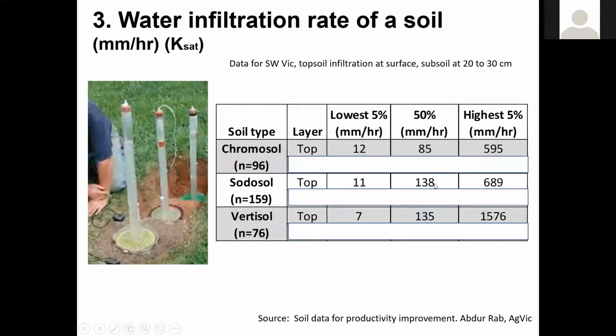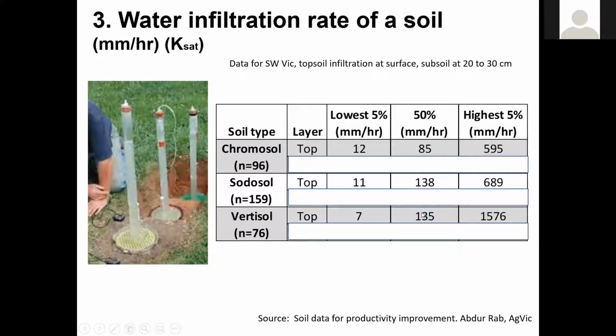So you'll see if we take the 50% column, or the middle 50% range, in the top soils, the water can get in fairly quickly. 85 mil can be infiltrated through that topsoil within an hour, and as you get to your sodasols and your vertisols, they're much higher.